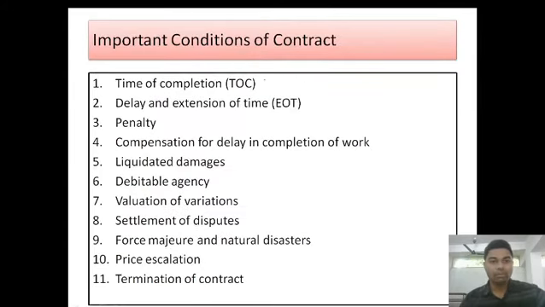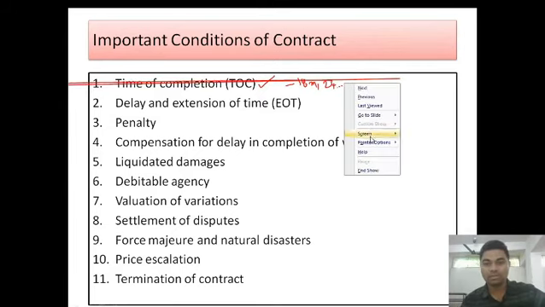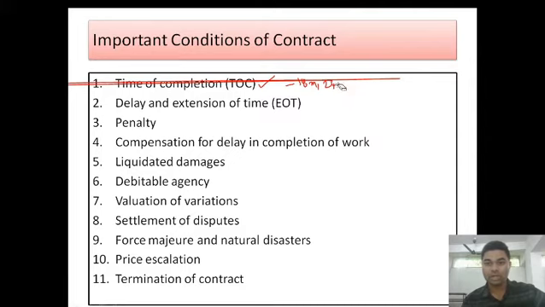Next, when we talk about the important conditions of the contract, while the contract is being signed by both parties, that is the owner and the contractor, some important conditions have to be mentioned. What are those conditions? Let us see. Those can be studied under the head of important conditions of the contract. The first is time of completion, whether 18 months, 24 months or so on. This time of completion has to be mentioned in the contract.